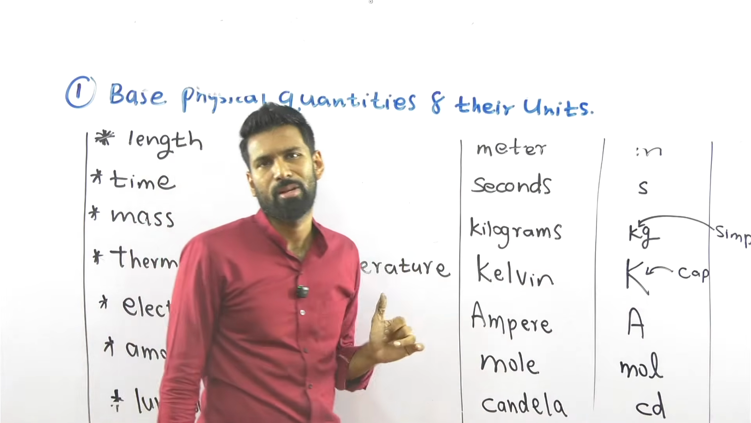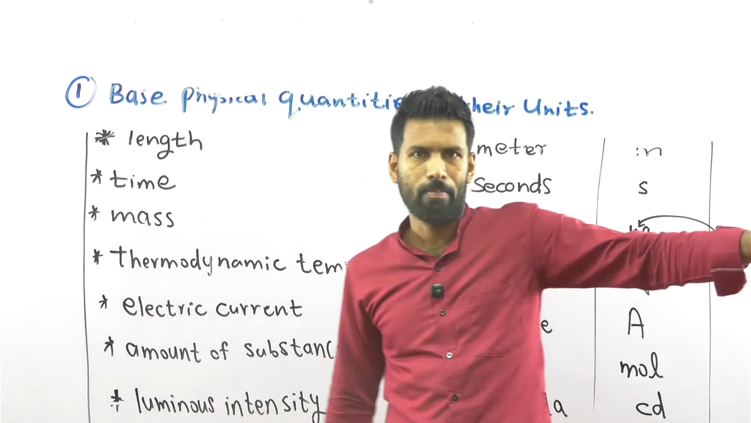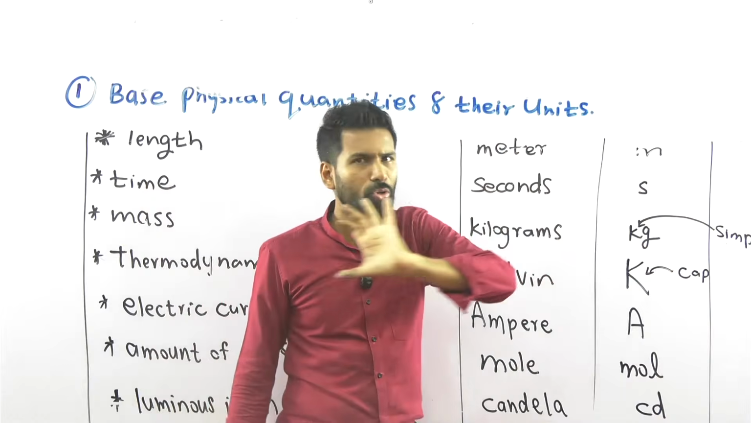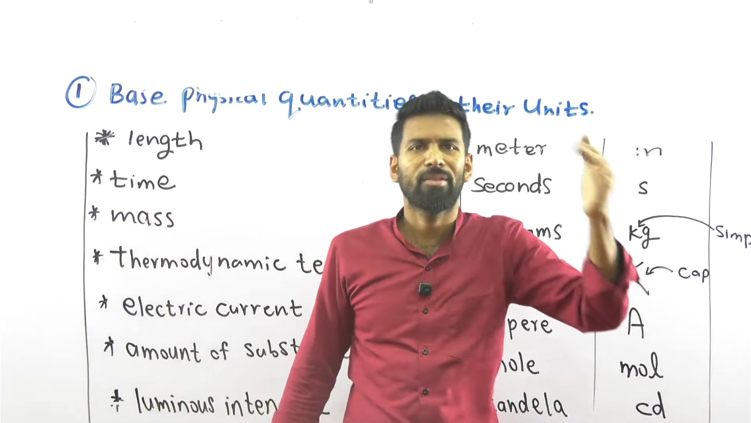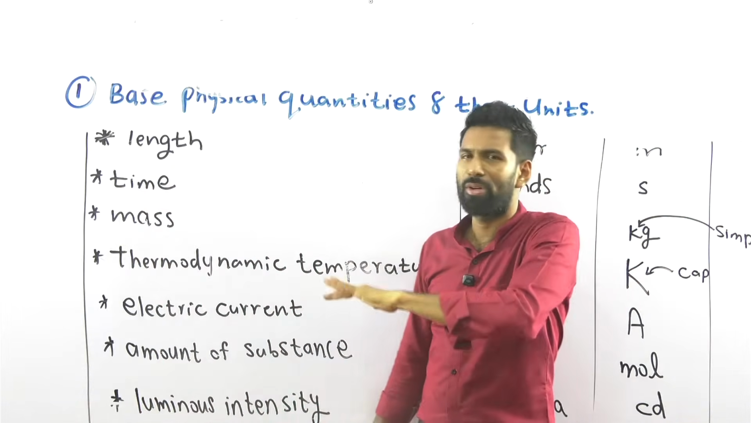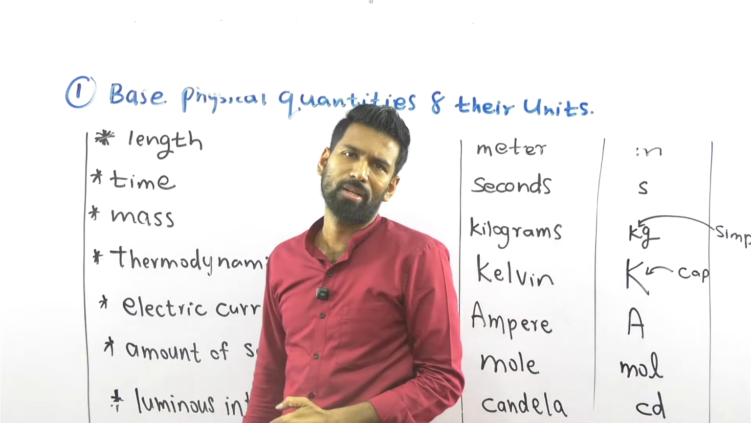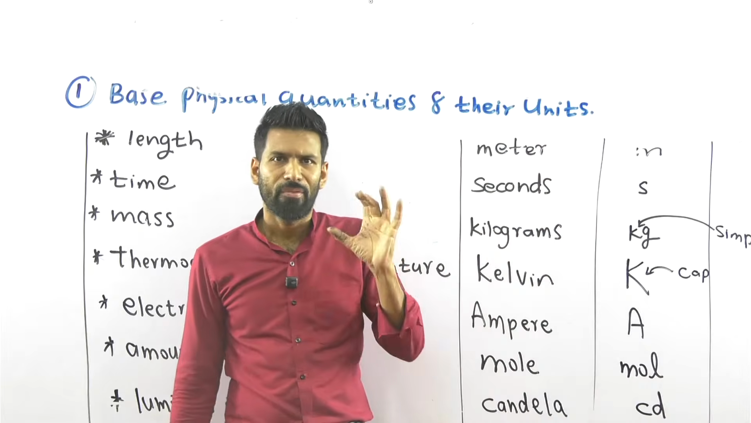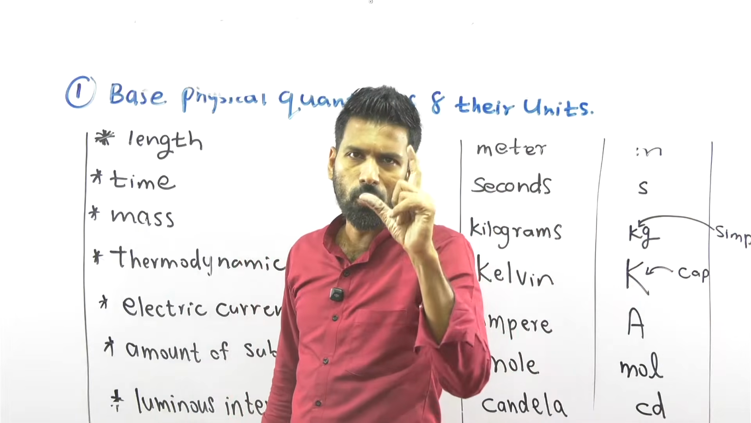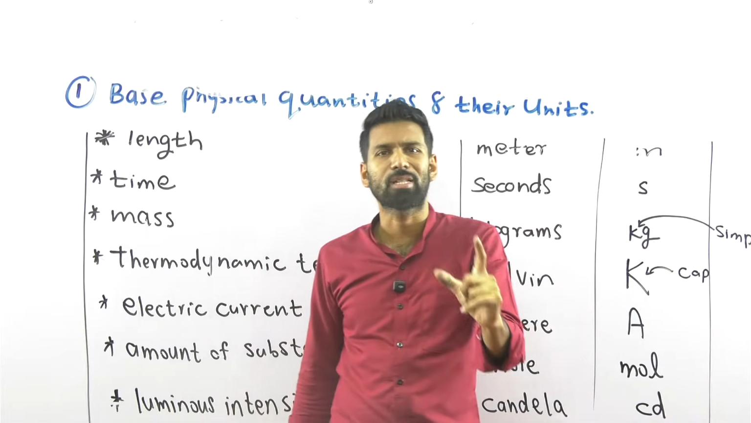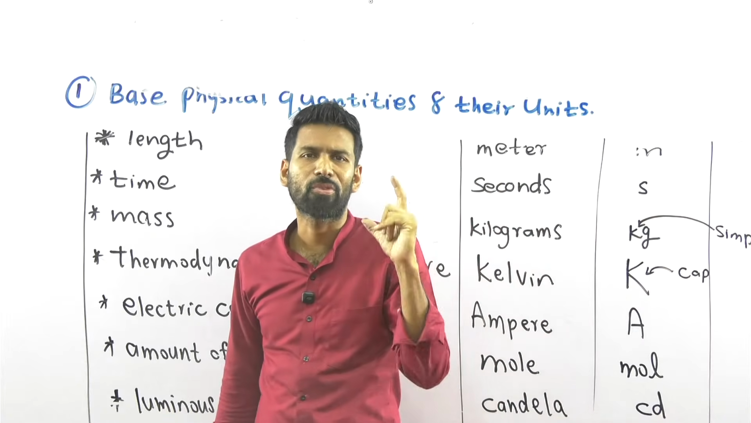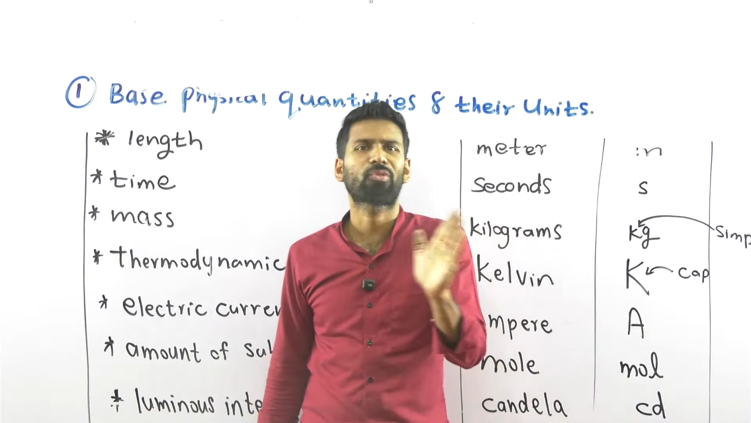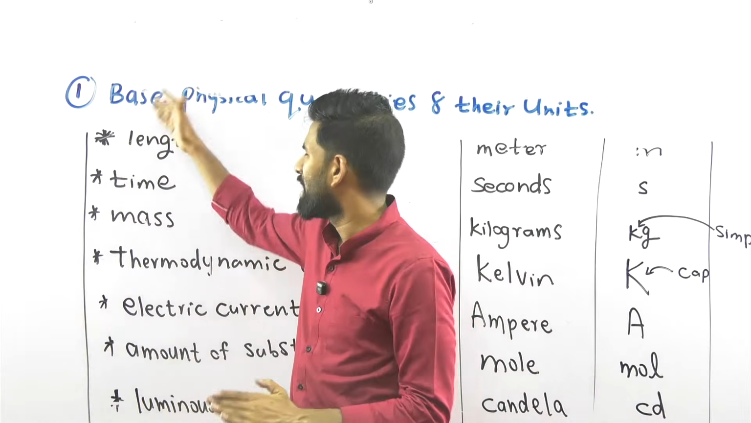They are independent. So, throughout all the branches of physics, scientists found these 7 physical quantities that are independent from one another. There are no 8, there are no 9, only 7. Throughout physics, these are the only physical quantities which are independent from one another. So these independent physical quantities are known as base physical quantities.